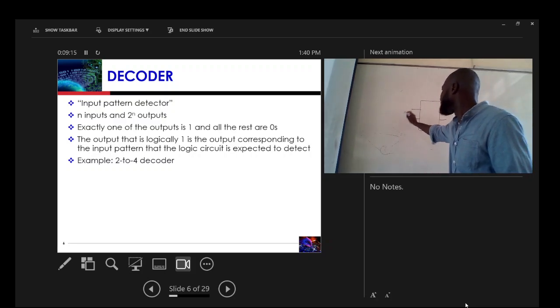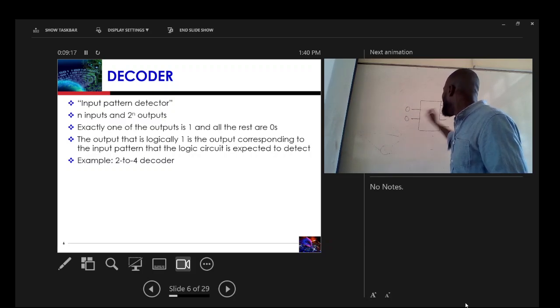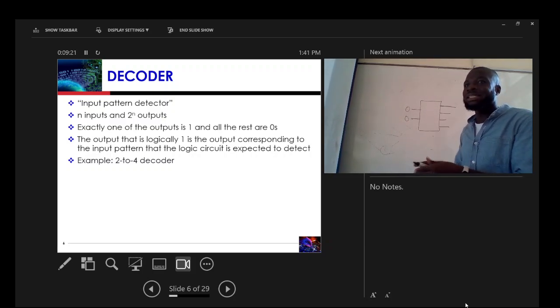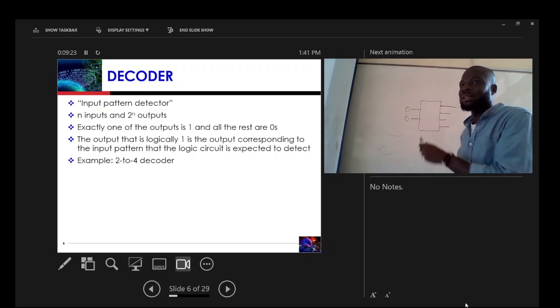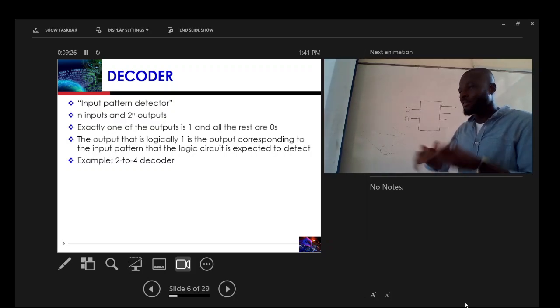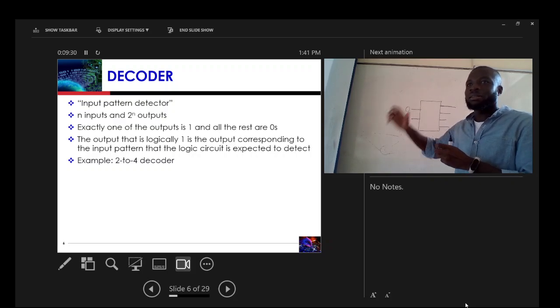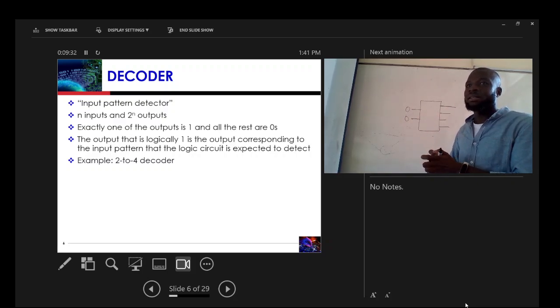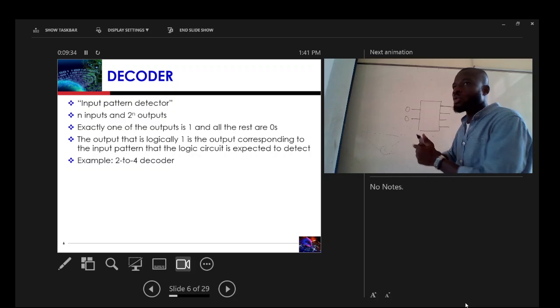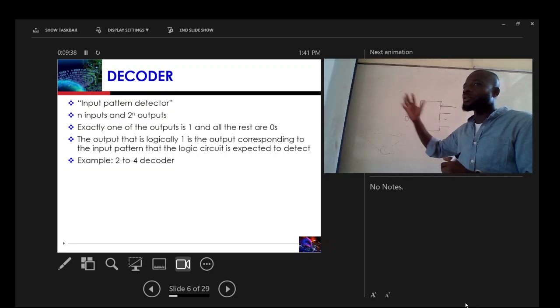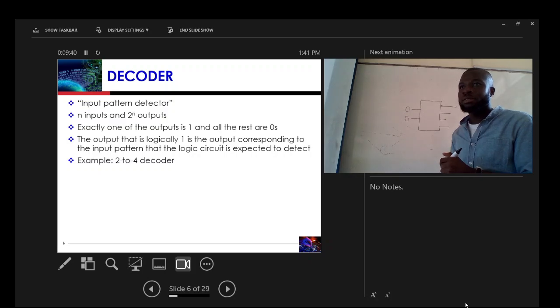If you give it some input here, let's say 00 here, only one line can be on. The rest will be off. So it selects one line out of so many. Just like your DSTV, you have so many channels, but you can actually watch one at a time. That's just a decoder. So based on the input, only one line is selected, or is activated, or is on. The rest of the lines are off.